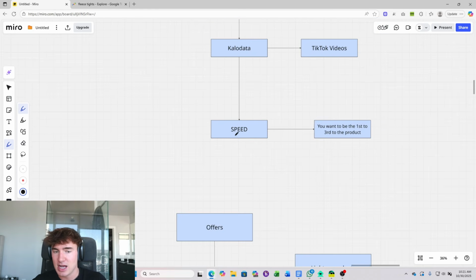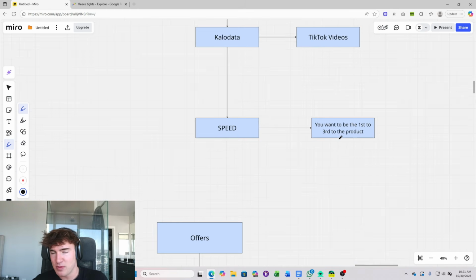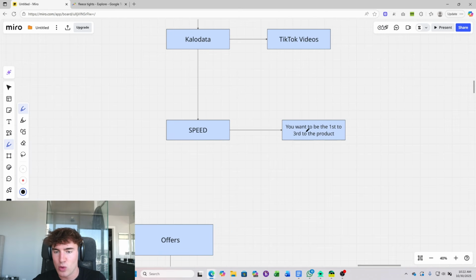The next thing I really want to talk about is speed. Especially in Q4, speed is super, super, super important. What I've been seeing with my own tests with my Q4 products is you want to be the first to third to the product. Nothing more, because you don't want too much market saturation when you're just trying to pump up these Q4 products. So you really want to be first to third, and you have to move with speed for this.